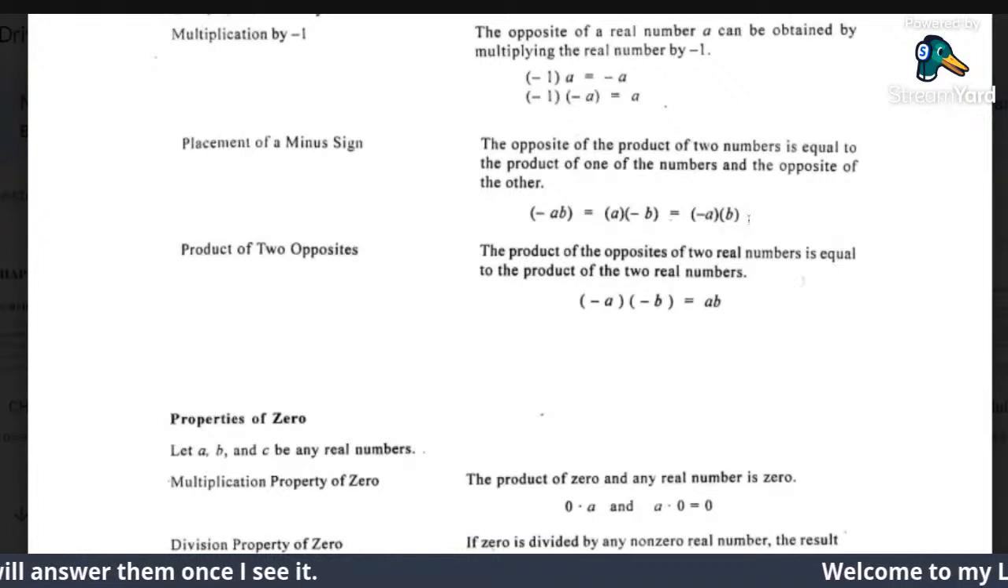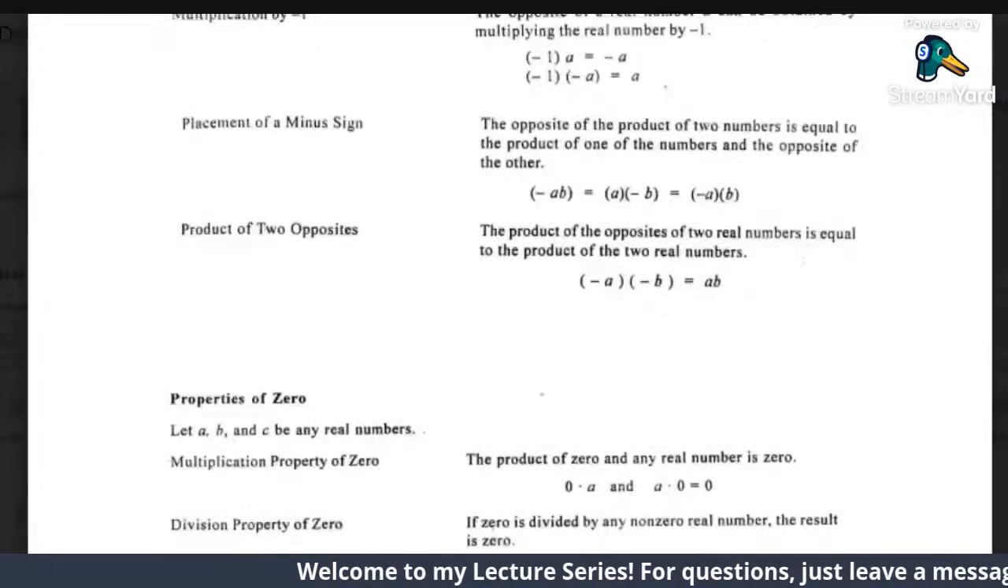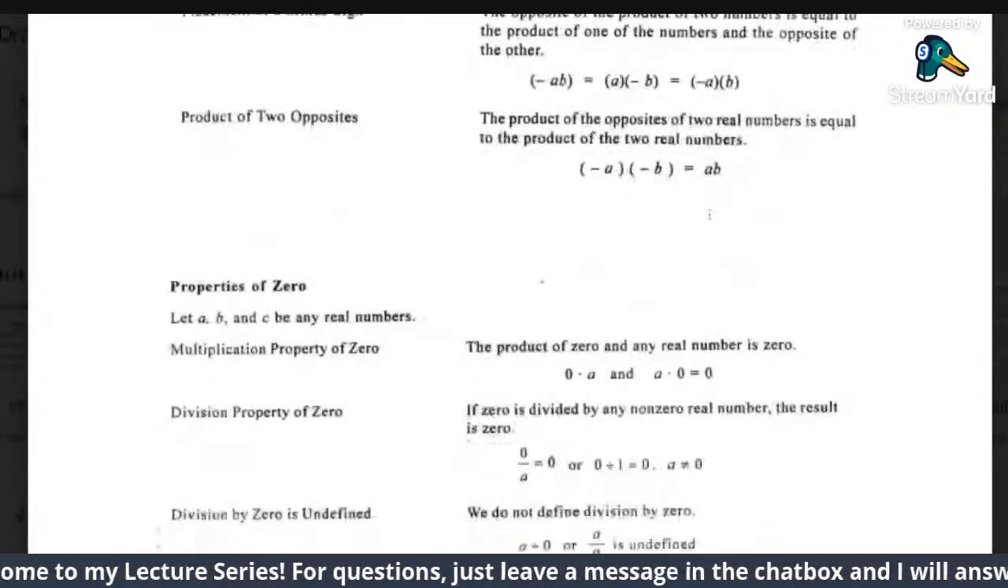You already know this. And then the product of two opposites, negative A times negative B, is equal to AB. The product of the opposites of two real numbers is equal to the product of the two real numbers.